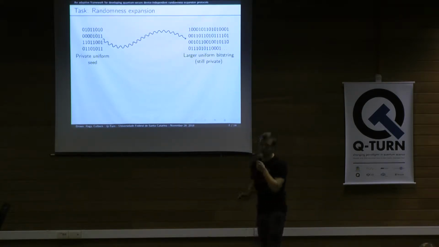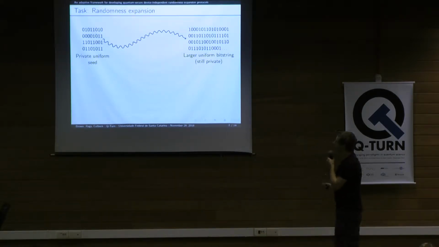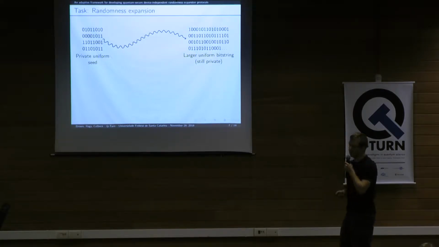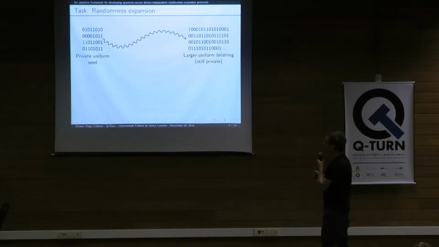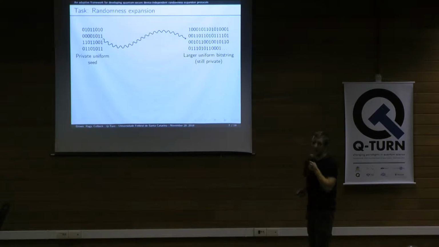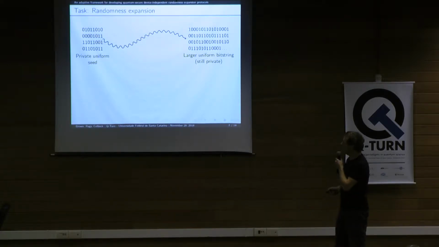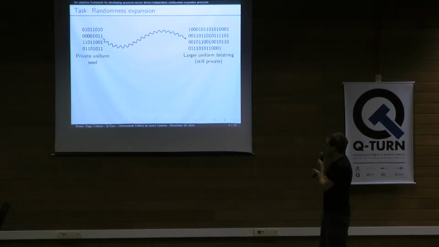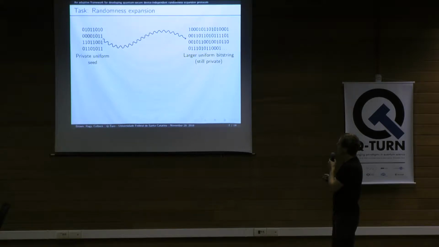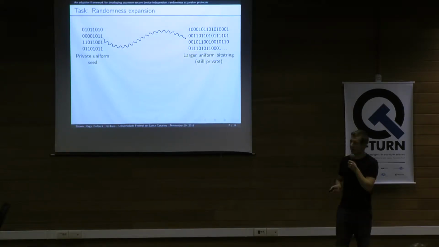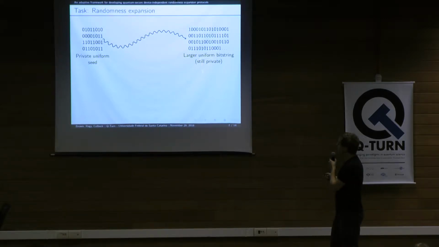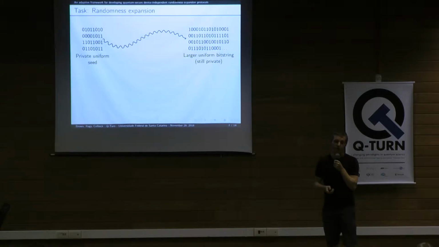So first of all, so we're all on the same page, let me quickly introduce the task of randomness expansion. We're going to assume that we have access to some private random seed. And when we say private, what we mean is this is uncorrelated with any adversary system. And we want to find some way of taking this seed and generating a much larger amount of randomness. And we want to do so in such a way that this end output string is still private.